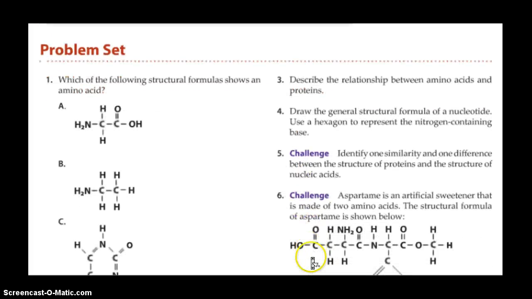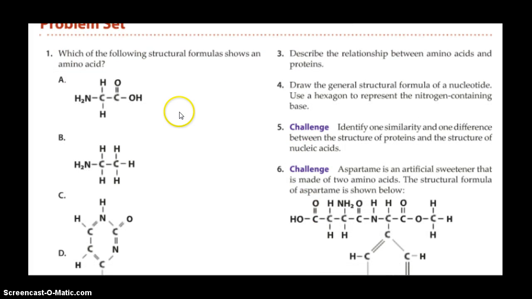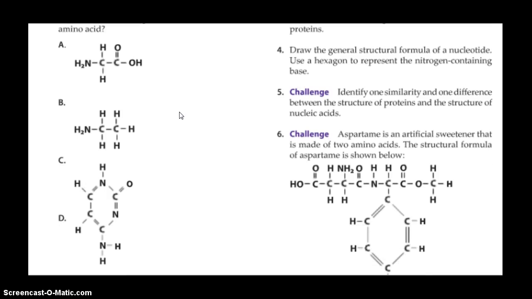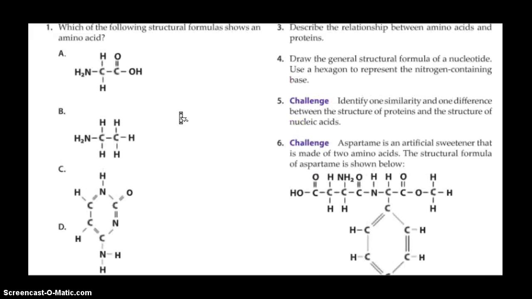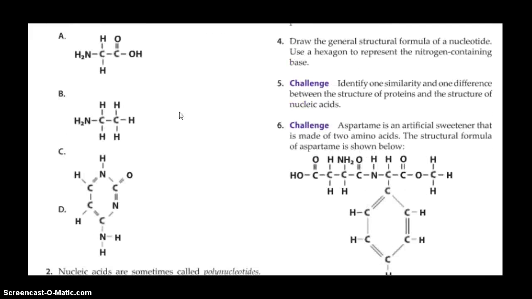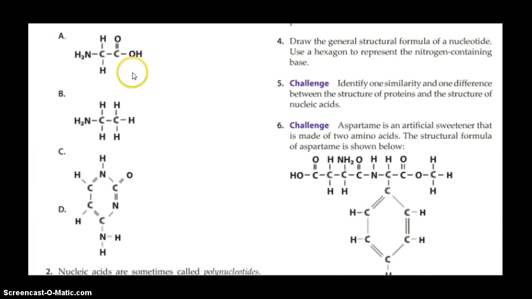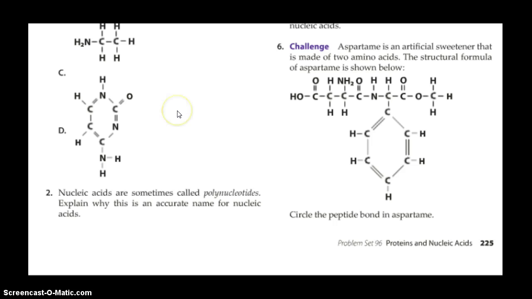All right, question 1. Which of the following structural formulas shows an amino acid? All right, so go ahead and look them over. Hit pause, make your choice. Answer is, an amino acid contains both an amino group and a carboxylic acid. The only answer choice that contains both of these is A. So we have our NH2 and our COOH. So it's A.